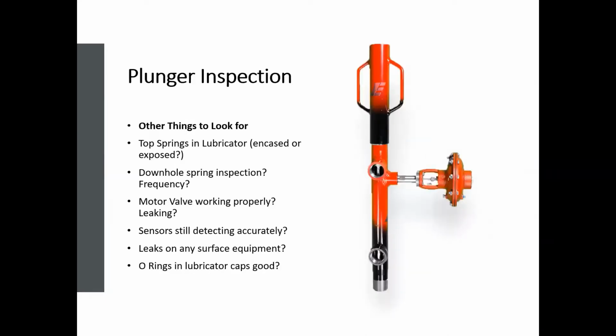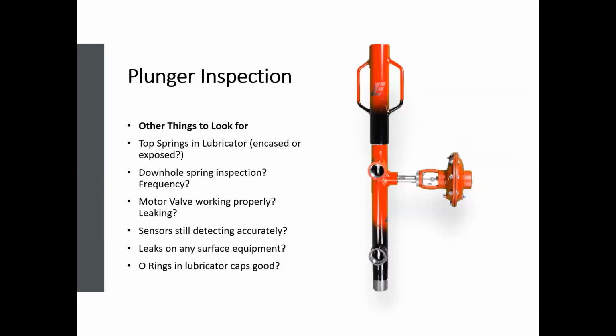Other things to look for when inspecting: you want to look at your top spring in your lubricator. You want to see if it's encased or exposed. Either way, you need to make sure that the spring is not collapsed, cracked, or broken. Downhole spring inspection and frequency: you want to make sure you're setting up preventative maintenance on the springs, whether it's 6 months or yearly. That's what we recommend, but make sure you have a system in place for that.